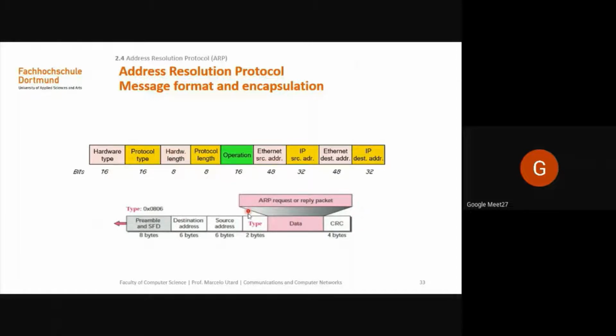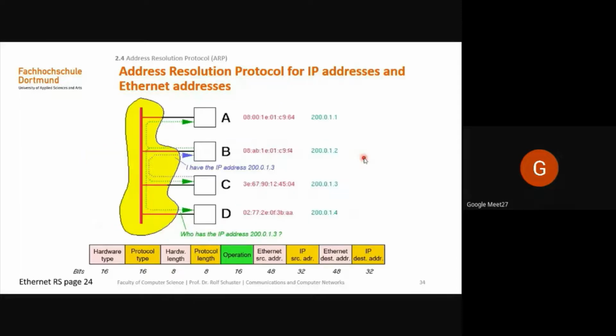In that way, the ARP messages could be exchanged across an Ethernet network, and this protocol message, this PDU, has several fields called hardware type, protocol type, hardware length, protocol length, operation, Ethernet MAC address, IP address, then Ethernet source, source MAC address, source IP address, destination MAC address, and destination IP address.